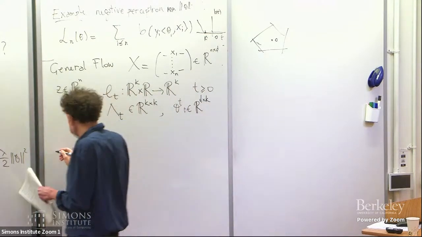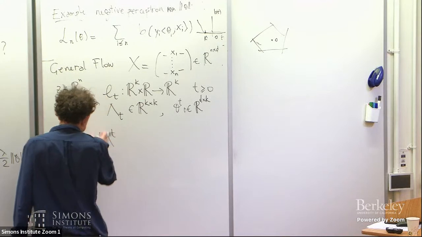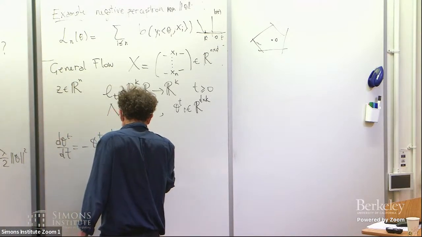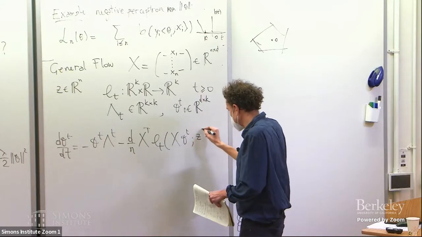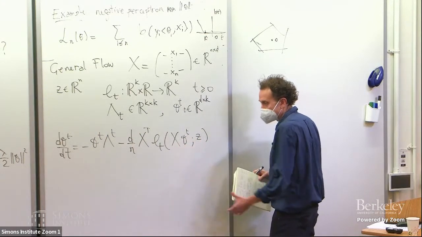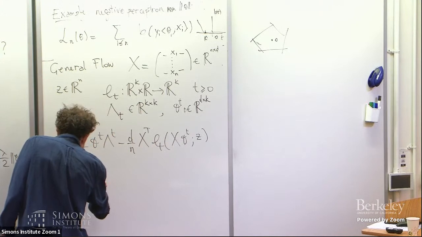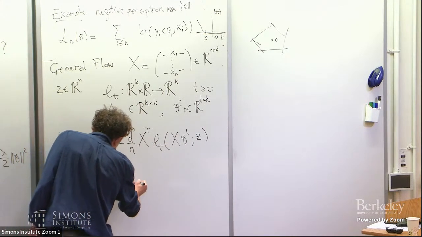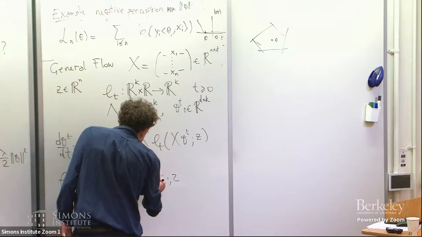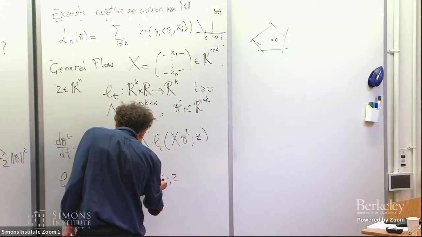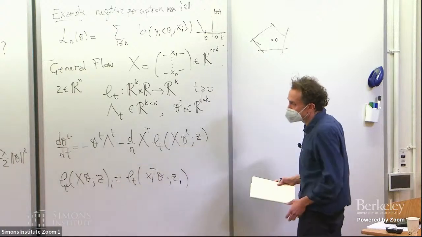The way it acts is the following: d theta t in dt is equal to minus theta t lambda t. Okay, so this is a matrix. This is minus d over n, X transpose L_t of X theta t, z. And the convention is that this is applied entrywise, right? So L_t of X theta, z, component i is just L_t of xi transpose times theta, and that's that.